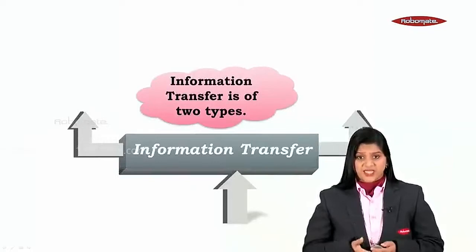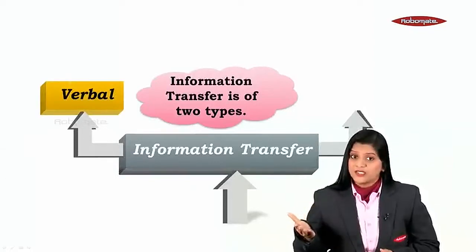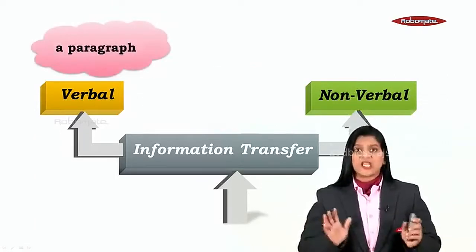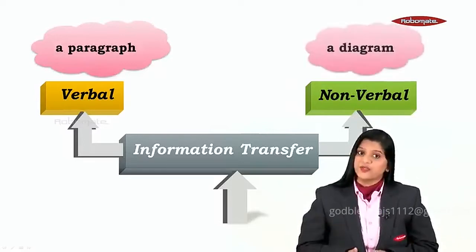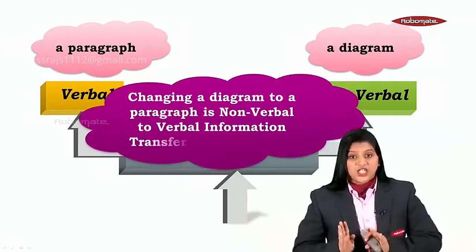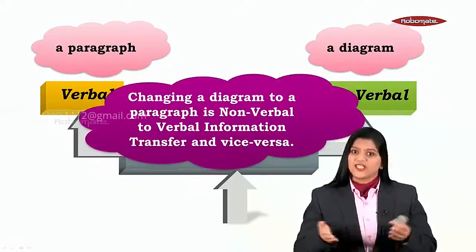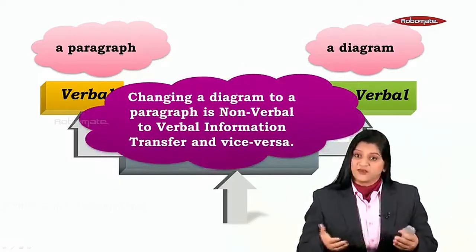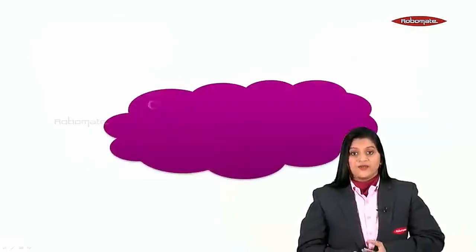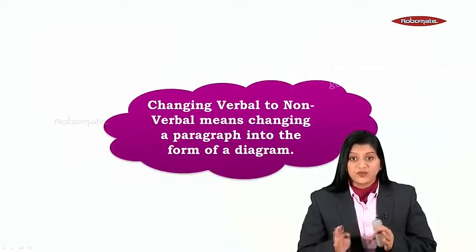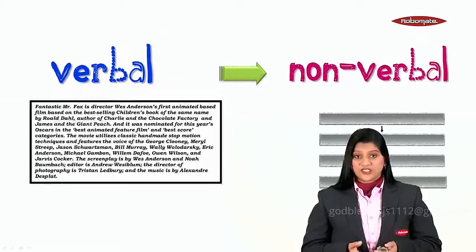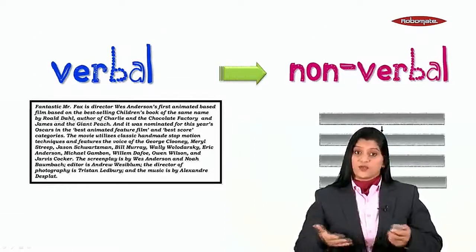Information transfer is of two types basically. One, verbal, and two, non-verbal. Now what do you mean by verbal? It means a paragraph, and non-verbal will mean a diagram. Alright, now understand, changing a diagram to a paragraph is non-verbal to verbal information transfer and vice versa. Okay, now first of all, changing verbal to non-verbal means changing a paragraph into the form of a diagram. So first, verbal to non-verbal is what we're going to learn.